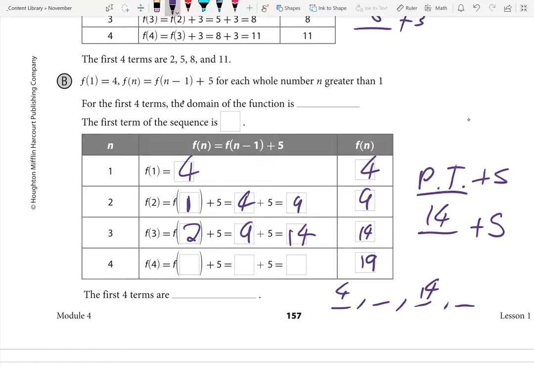And f of 4 equals f of 3, this meaning, again, the third term. The third term was 14, so you're plugging in 14 plus 5 to get 19. Okay, so that's what that all means.